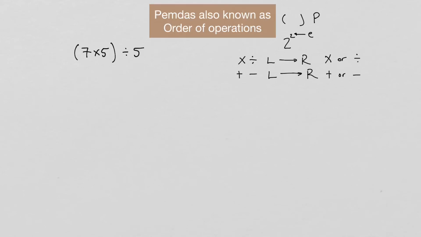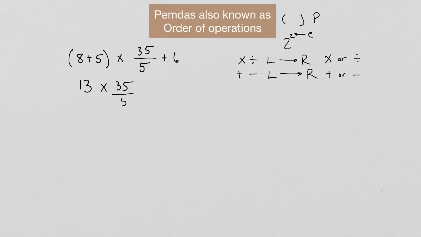Okay, parentheses. First thing we're going to do, 7 times 5 gives us 35 divided by 5. 35 divided by 5 equals 7. Okay, scanning from left to right, we see we have parentheses first. So 8 plus 5 gives us 13, times 35 over 5 plus 6.